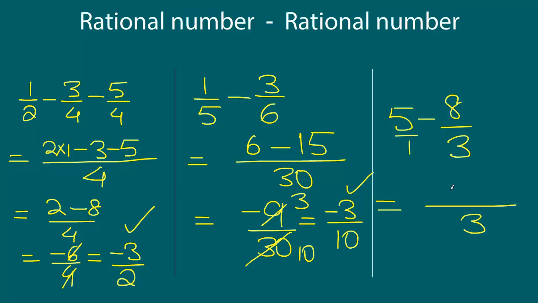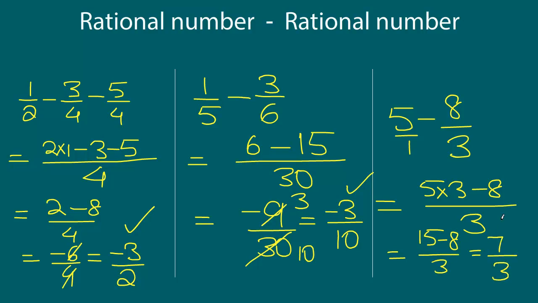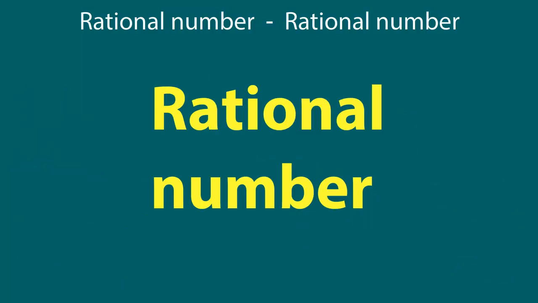So here it is 1, right? So this will be 5 times 3 minus 8, or this is 15 minus 8 over 3, or simply this will be 7 over 3. Again we get a rational number. So what happens is whenever we take a rational number and we subtract another rational number from that, what do we get? We always get a rational number. So rational number minus rational number will always be a rational number.